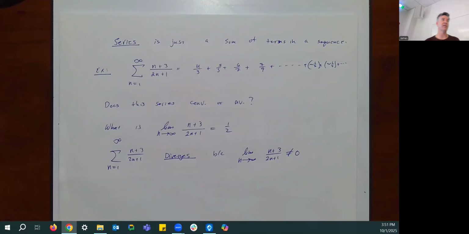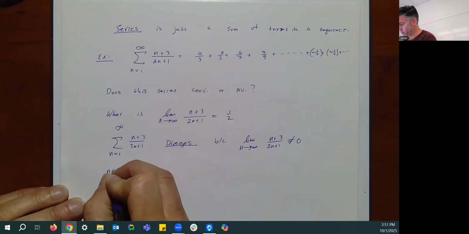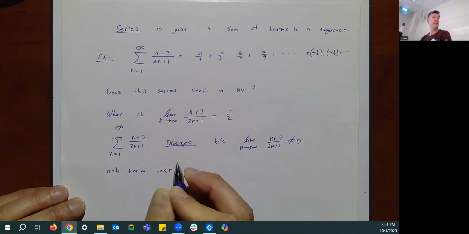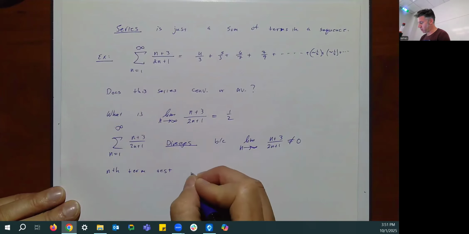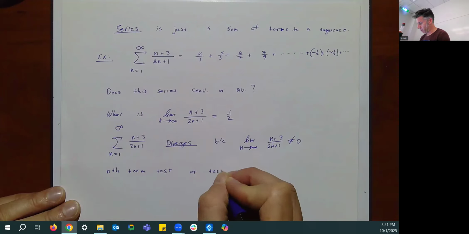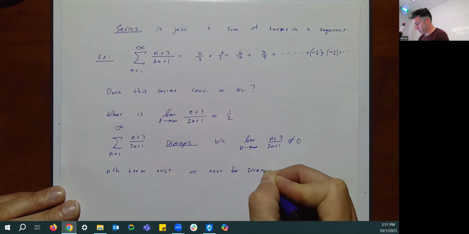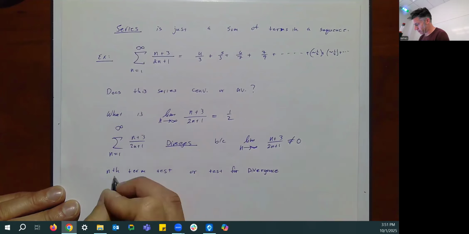If the limit of your sequence is not zero, that means you're adding up something that is not zero an infinite number of times. And that's going to give you infinity. So there's two names for this. This is called the nth term test, because you're literally testing the nth term. It's also called the test for divergence, because it only can tell you that a series diverges.